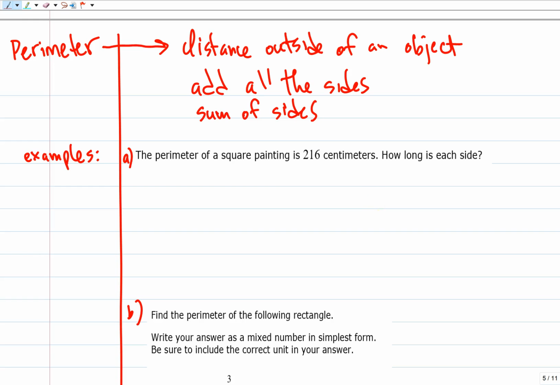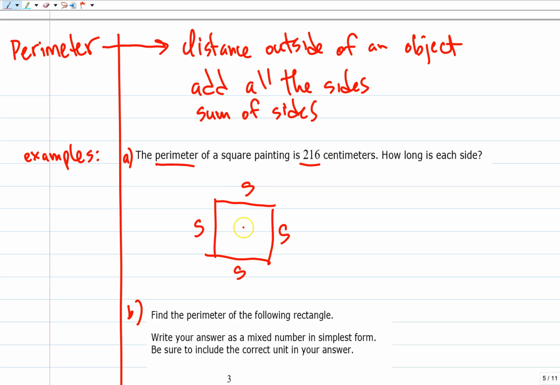So here I have a square painting that has a perimeter of 216 centimeters. How long is each side? I have no idea. But I know I'm dealing with a square, which is very special, because that tells me that all four sides are the same. Whatever this side is, this side is the same, all four are the same. The perimeter means if I took all of those sides and added them up, they should equal 216.